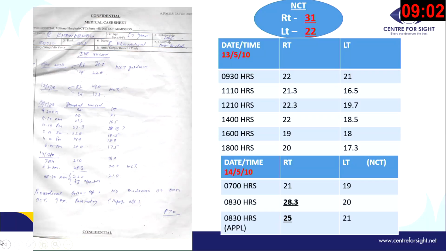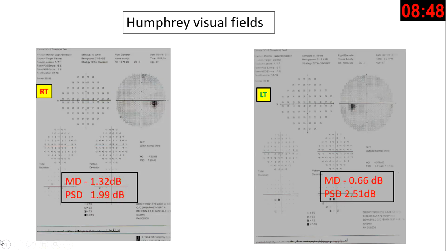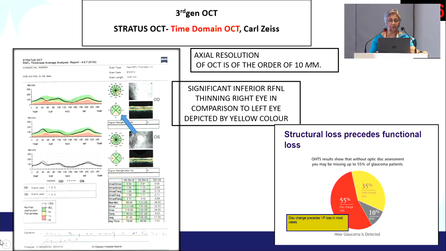This was again repeated by means of applanation tonometry, where we found that at 8:30 in the morning, it was high, 28.3 in the right eye, and again repeated, it was 25. Left eye was just about marginally okay. His Humphrey visual fields were absolutely normal, and because it was in 2010, he was then taken up for the stratus time domain OCT by Carl Zeiss.